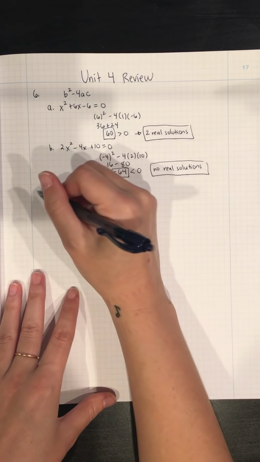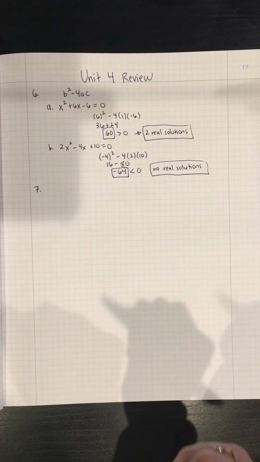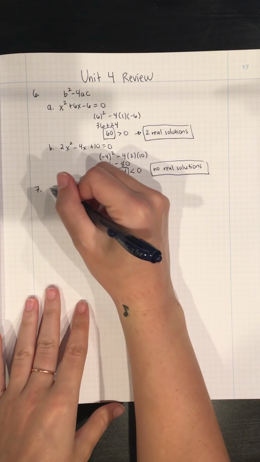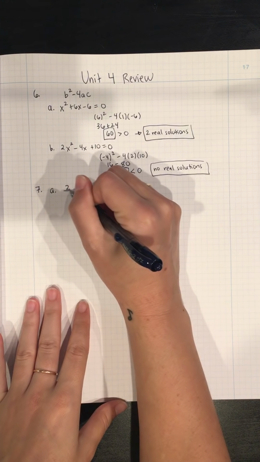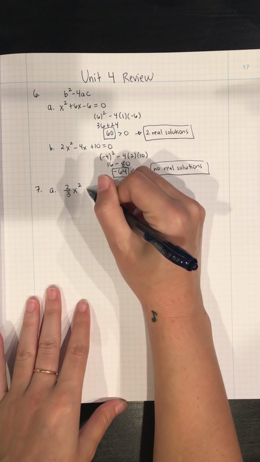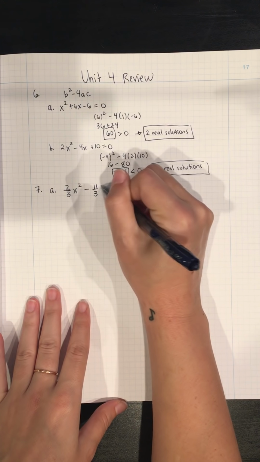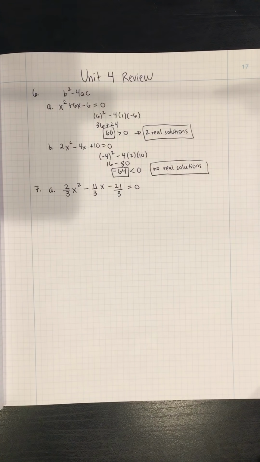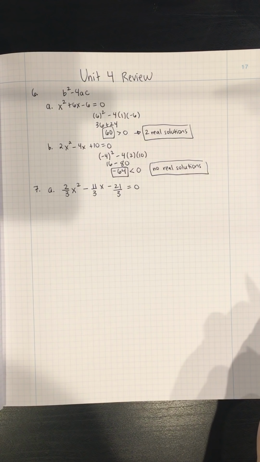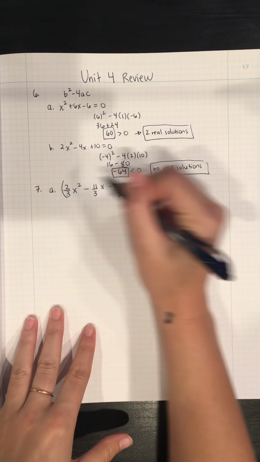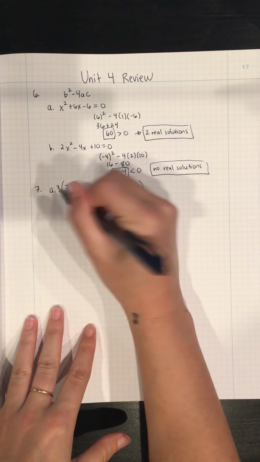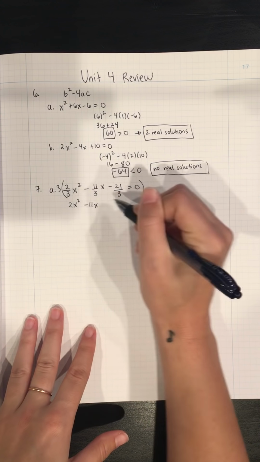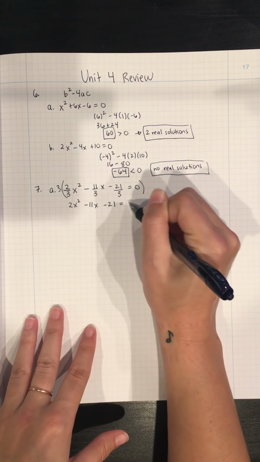All right, in number 7, we are asked to solve by the method of our choice. So this is where 9.4 comes in handy, where we talked about best methods. So I'm going to write this down, 2/3 x squared minus 11/3 x minus 21/3. First thing I want to do is I notice these all have a denominator of 3. I'm going to multiply everything by 3 to clear that denominator. So I get 2x squared minus 11x minus 21 is 0.